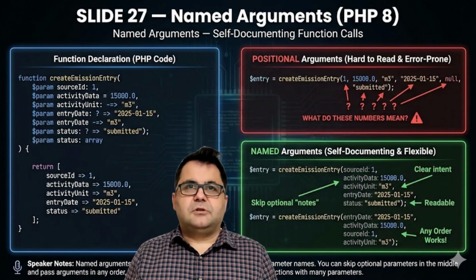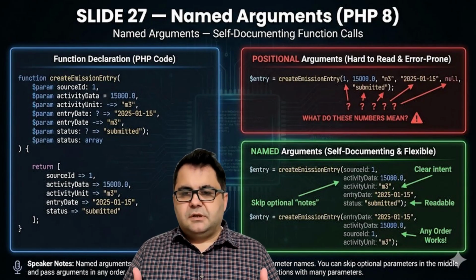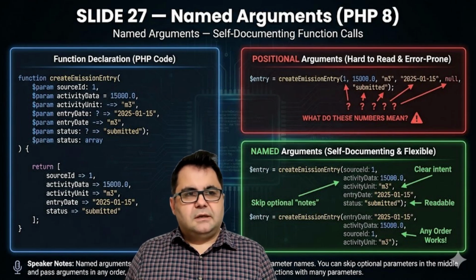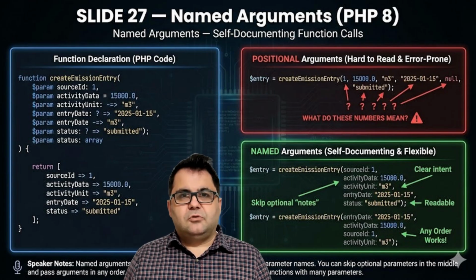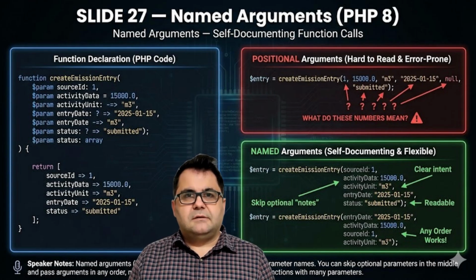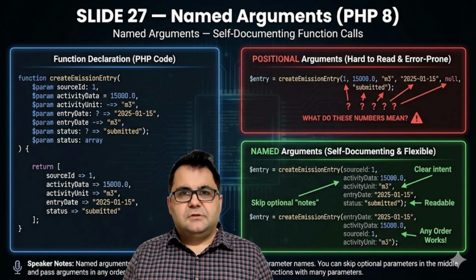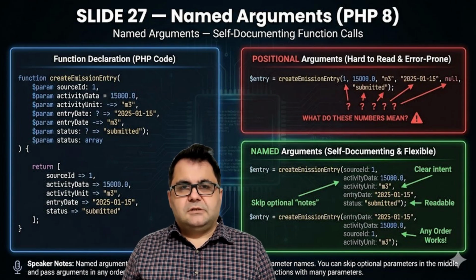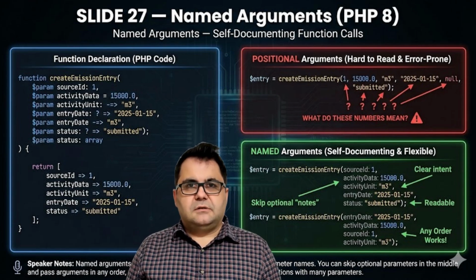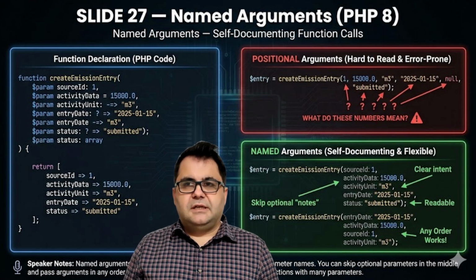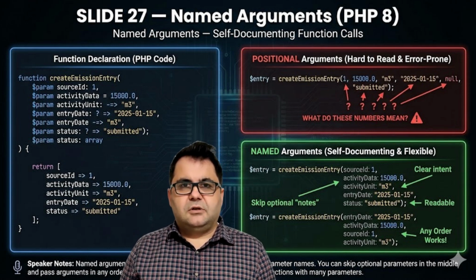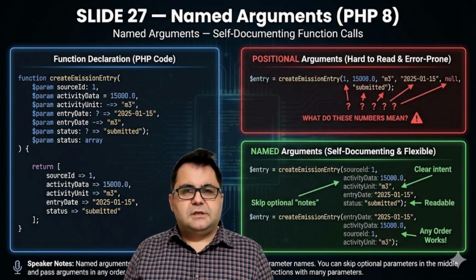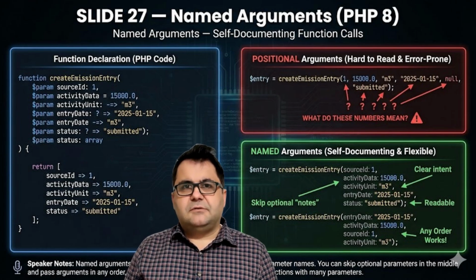Named arguments, introduced in PHP 8, are a game changer for readability. Instead of passing values by position, where you have to count which parameter is which, you specify the parameter name. source_id: 1 is much clearer than just 1. Named arguments have two additional benefits. You can skip optional parameters in the middle. We skip notes but specified status. And you can pass arguments in any order. For functions with many parameters, like creating an emission entry, named arguments make the code self-documenting. Anyone reading the call immediately understands what each value represents. We'll use named arguments extensively in our platform.